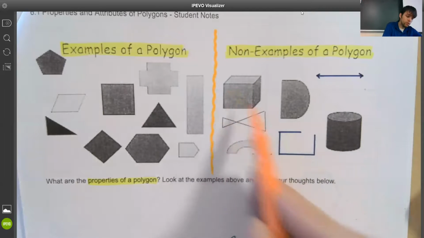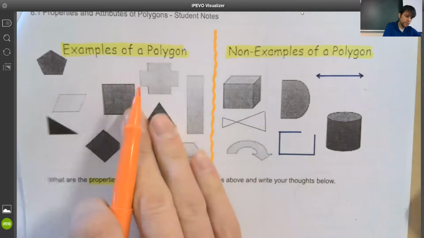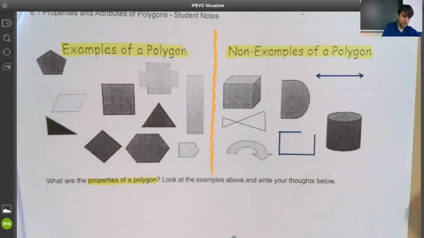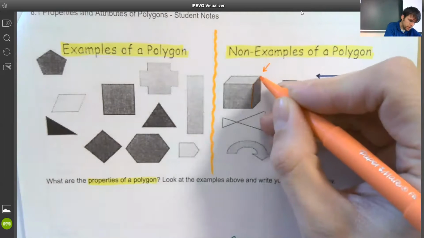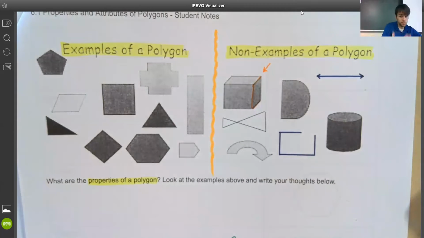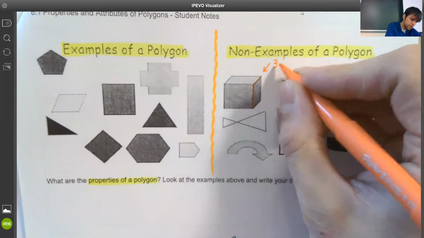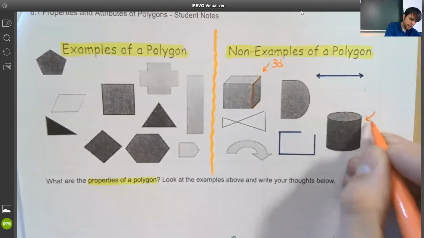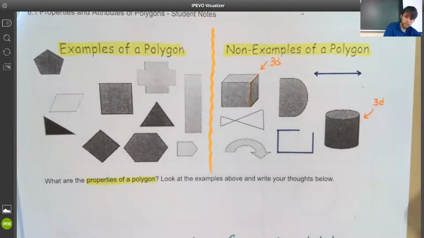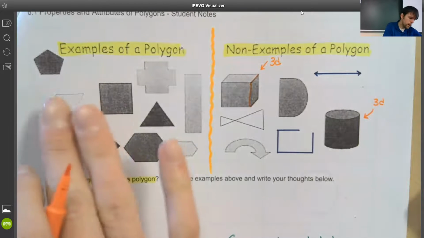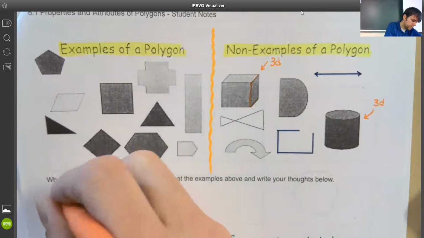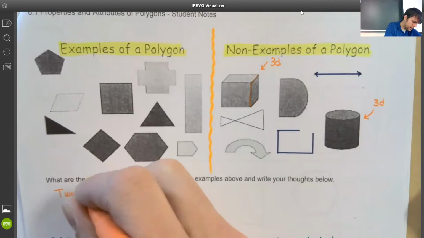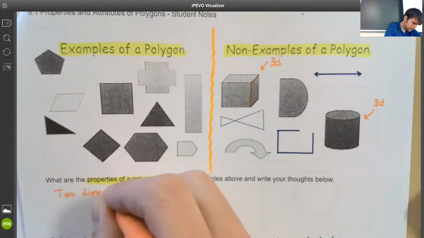What I noticed about these two figures that I think are different than the rest of these is that these appear to be three-dimensional, right? They have some depth to them. If you kind of view it here, it's going out in depth. It's drawn on a flat surface on a piece of paper, but it appears to be a three-dimensional figure. That makes it not a polygon. Same thing with this one. Both of these appear to be 3D, whereas everything over here, all of these polygons are two-dimensional. So that's going to be the first thing that I write down here. Two-dimensional.